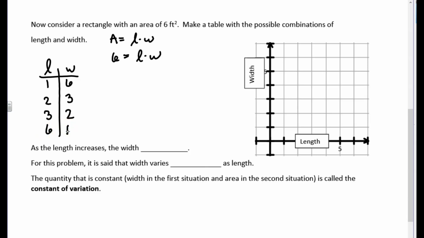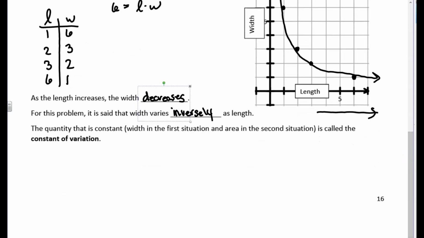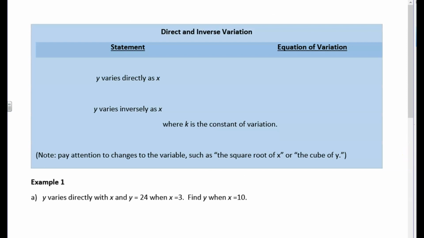So let's graph that. When I graph that, I don't get a straight line. This time I get something that's more of a curve. Basically, as my length increases, my width decreases. And we would say that the width varies inversely as the length. The quantity that is constant, in this case the 6, is called my constant of variation.